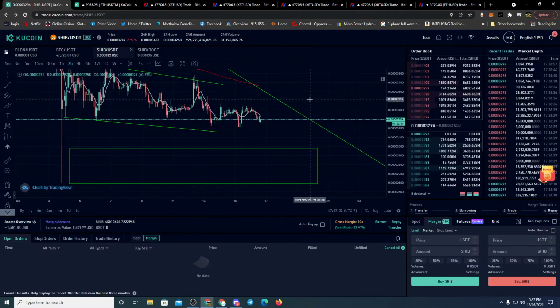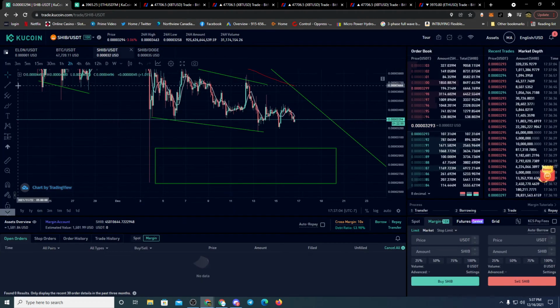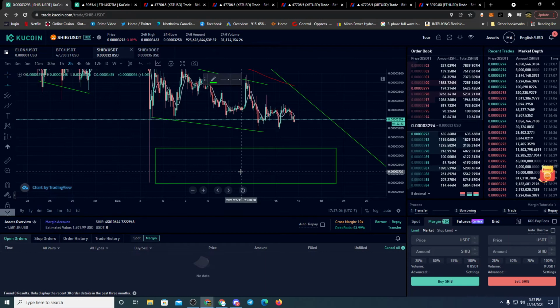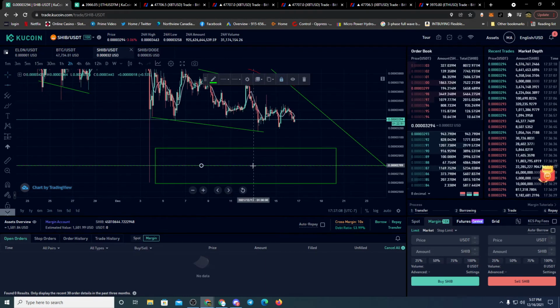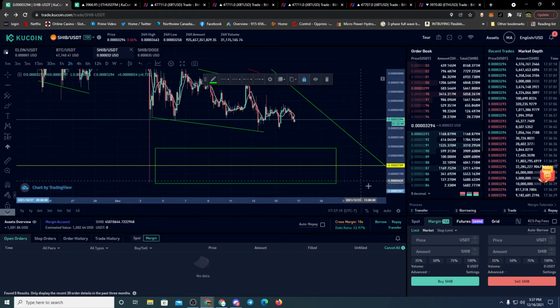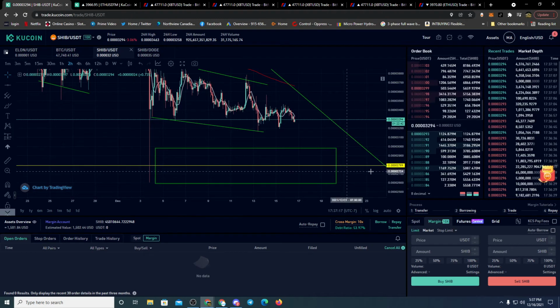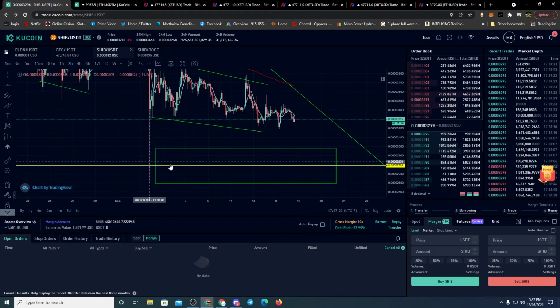Like on SHIBA here, I'm guessing, being conservative, probably hit right here. They'll probably come down right here, right back down, if not a little further. But I'd say in this zone here is a good buy zone.